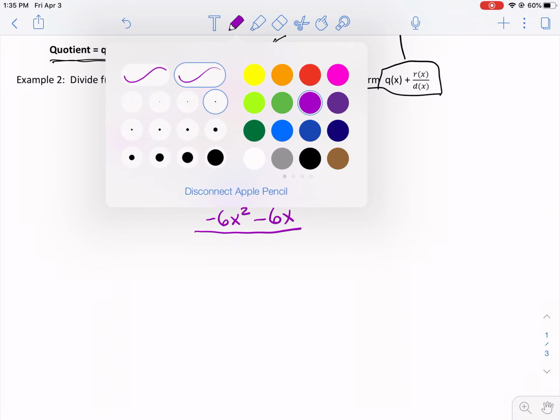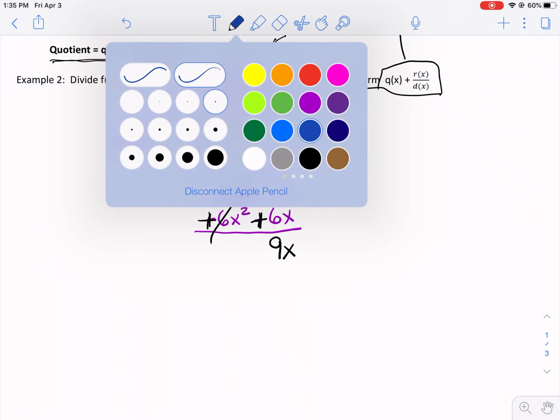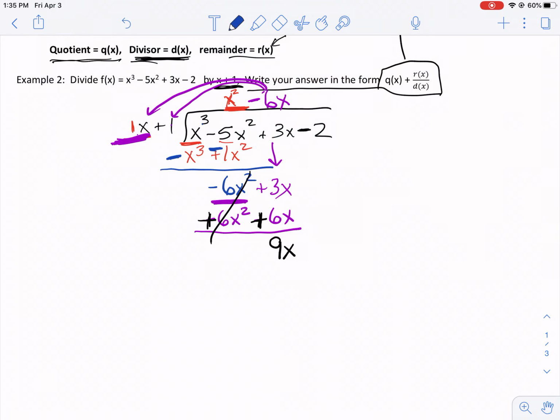And now I'm on my subtraction step. In order to subtract, I need to distribute the minus sign, which changes both the signs here. Now I combine like terms. Negative 6x squared plus 6x squared cancels out like it's supposed to. 3x plus 6x make 9x. End of round 2. Start round 3, bring down the last term, and we do it again.